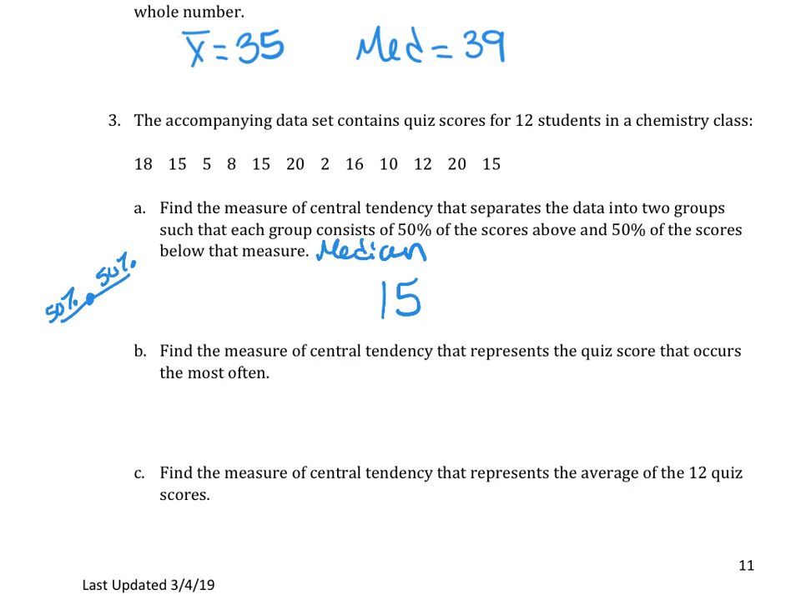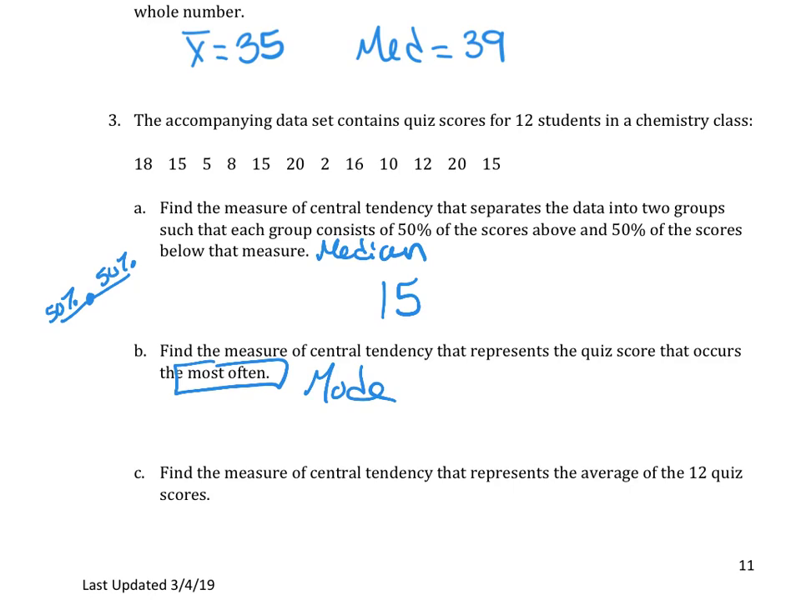For letter B, the measure of central tendency that represents the quiz score that occurs the most often, the one that occurs the most is the mode. The calculator doesn't explicitly tell you the mode. There is a way that you can reorder the numbers though. If you go to stat and then go down to option 2, SortA, and hit enter just once so it pops up on your screen, and then hit second stat and then select L1 and then hit enter again.